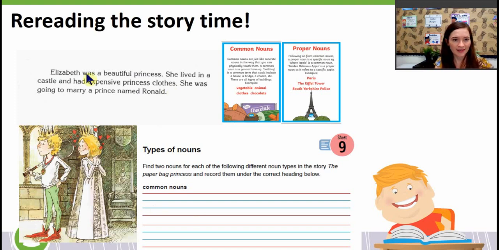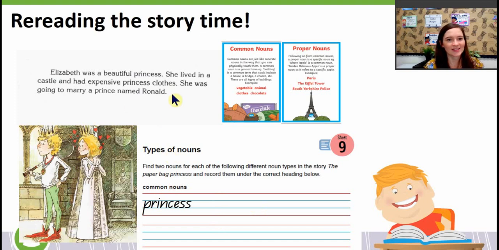Okay, so we are going to just look at the first page and see if we can find a common noun. So we're going to write them down here. Elizabeth was a beautiful princess. There's a common noun there in that sentence. What is it? Elizabeth was a beautiful princess. Write it down here. Okay, so you should have written princess. Write that in if you need to.